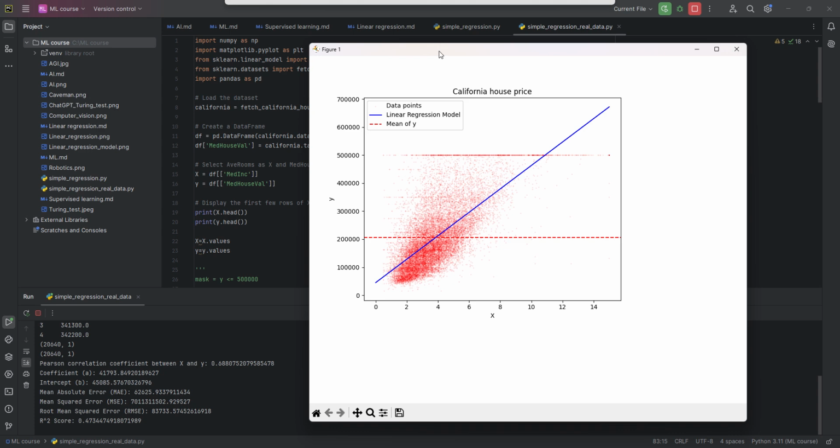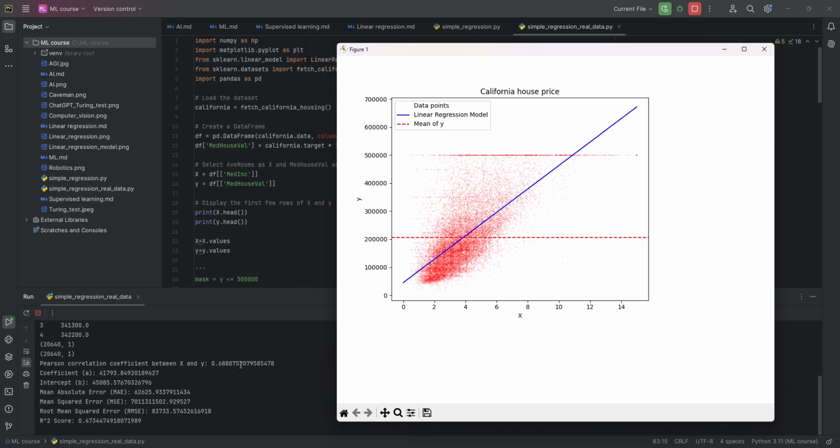And if we go to the metrics that we printed, first we start with the correlation between y and x, and you can see that the correlation is at 0.68, which is not as great as the previous example, which was at 97. This one is at 68. So there is still a good correlation between these two numbers, but it's not a perfect correlation.